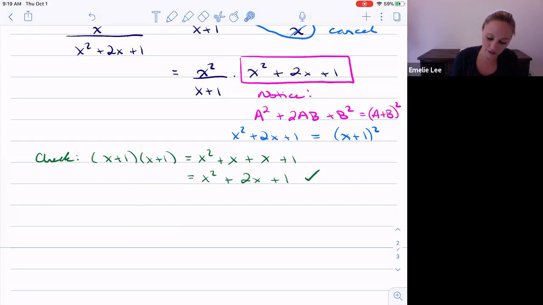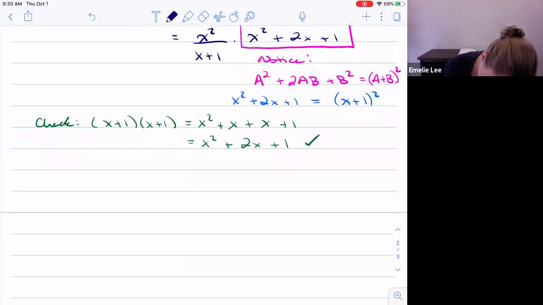So what I'm going to do is rewrite this as x plus 1 squared factored. The reason I want to do that is, one, it's easier to look at, but also because I've got this x plus 1 down here in the denominator that I'll be able to cancel one of these x plus 1s with.